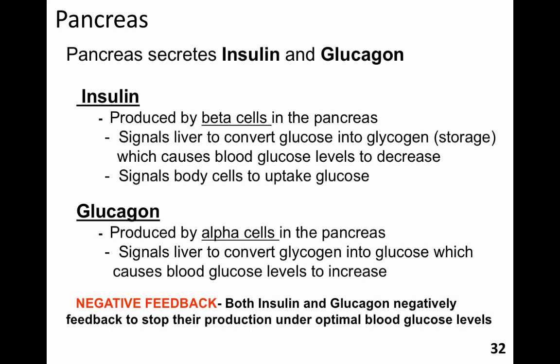Glucagon is produced by the alpha cells in the pancreas. And this is when you have low blood glucose levels. It's going to tell the liver to convert that storage molecule we produced a moment ago, glycogen, into glucose so that we can help to maintain glucose levels in the body or in the blood. Both insulin and glucagon are negative feedbacks to stop the production under optimal blood glucose levels.